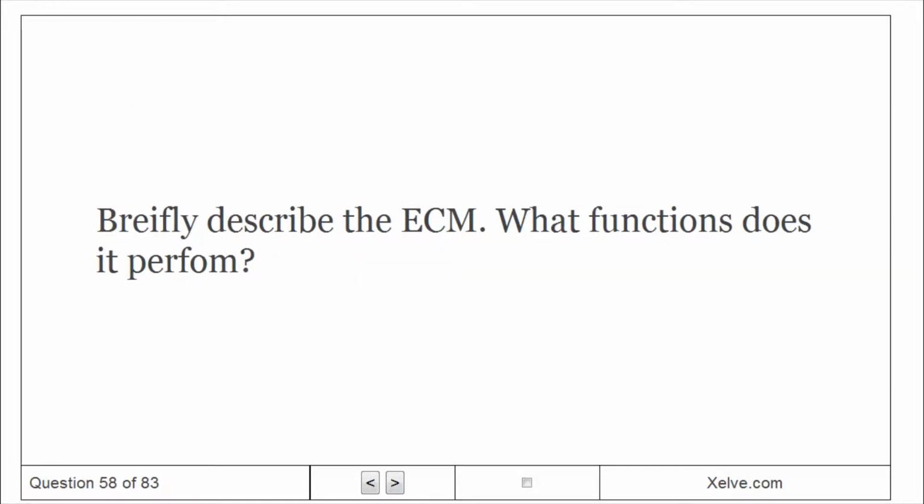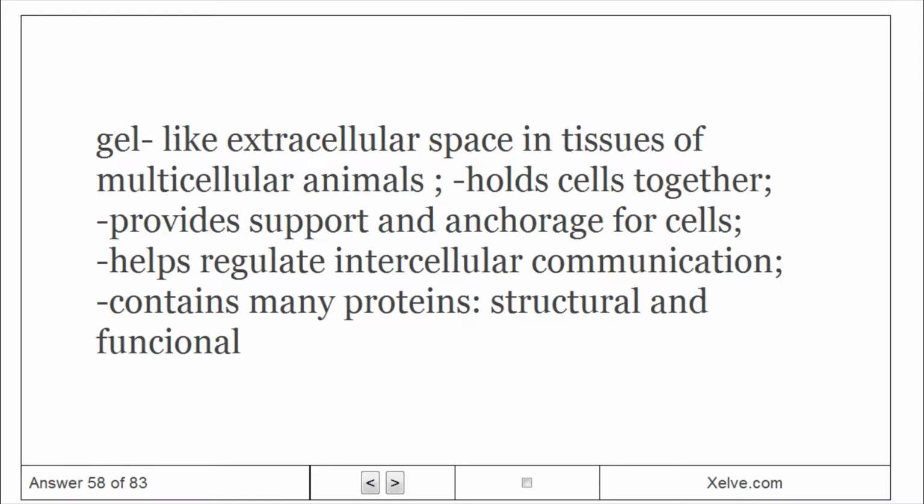Briefly describe the ECM. What functions does it perform? A gel-like extracellular space in tissues of multicellular animals, it holds cells together, provides support and anchorage for cells, helps regulate intercellular communication, and contains many proteins, structural and functional.